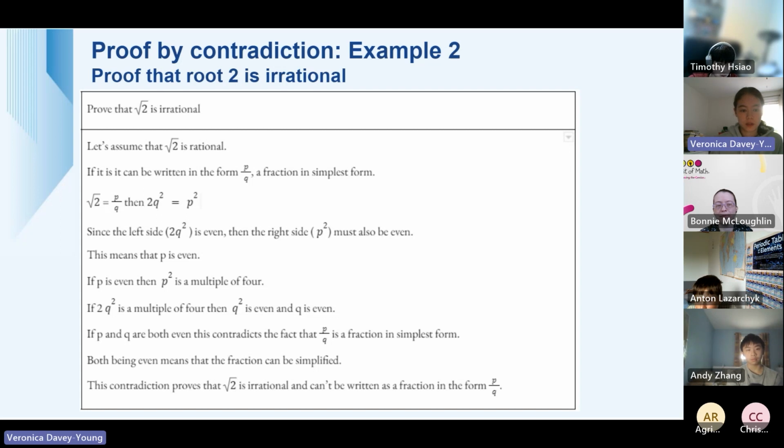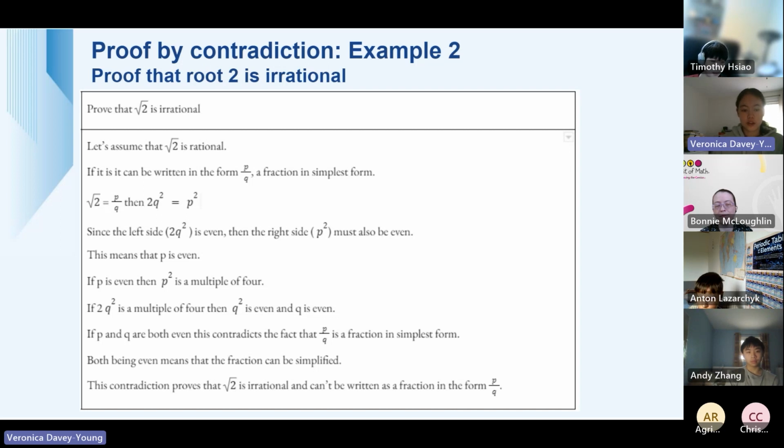And the left side, Q squared times 2, is even. So on the right side, P squared must also be even, which means that P is even because P squared is even. So now we know that P is even. And if P is even, then P squared must be a multiple of 4, because if P has a factor of 2 in it, then P squared will have a factor of 4. And then if 2Q squared is a multiple of 4, then Q squared is even, and by the same logic as before, Q is also even.